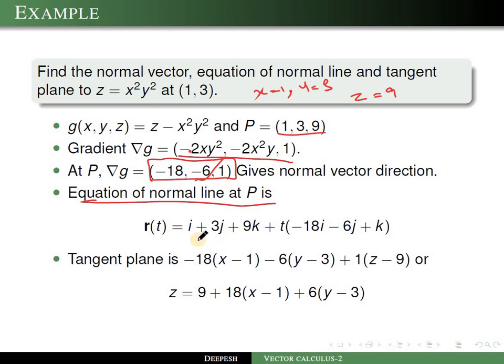The equation of the normal line is the point at which the line is placed plus t times the vector to which it is parallel. Now you know that the normal vector is parallel to del g, so −18i − 6j + k. And the equation of the tangent plane is given by −18(x − 1) − 6(y − 3) + 1·(z − 9) = 0. Or if you take z to the right side, then you get z = 9 + 18(x − 1) + 6(y − 3). So this is the equation of the tangent plane.